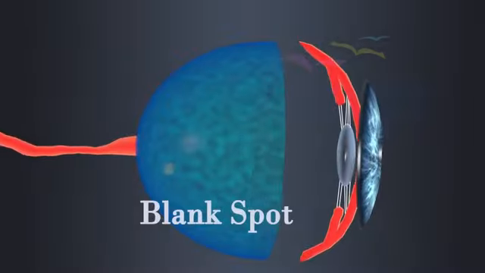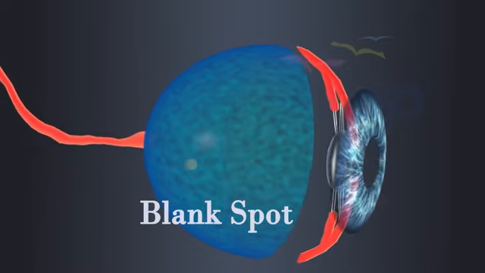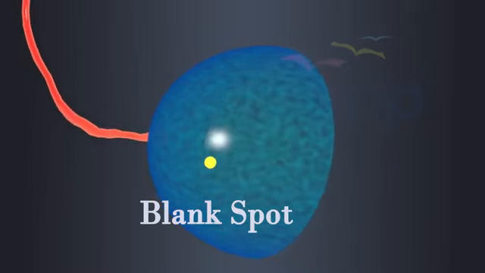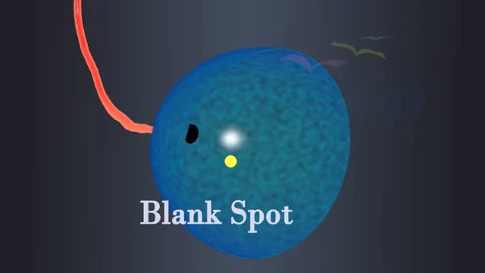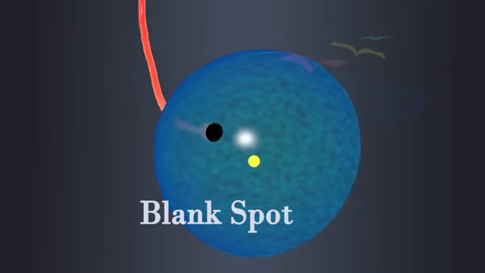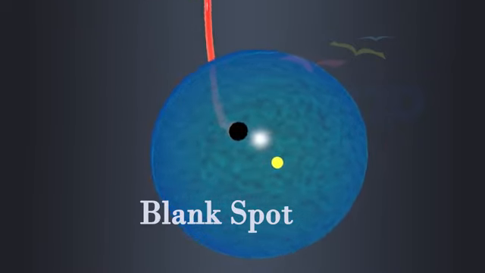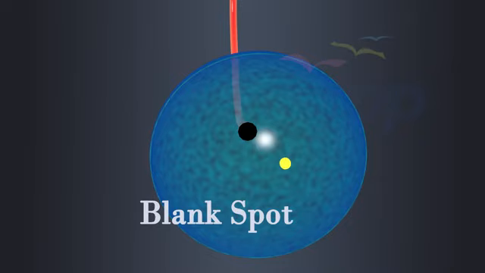Black spot. Retina is made up of light-sensitive cells which send messages to your brain through optic nerve. Everyone has a spot in their retina where the optic nerve connects. In this area, there are no light-sensitive cells, so the light falling at this spot does not form any image. This spot is called the blind spot.